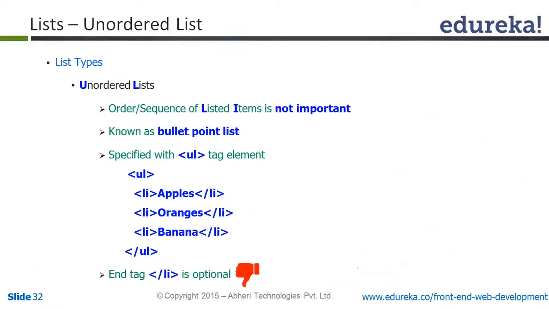Let's say you are following a sequence of steps, then you have to give sequence numbers, because only in that order do you have to follow. Then you use an ordered list, which comes in the next slide. Note that the end tag LI is optional, meaning even if you don't give it, browsers will still be able to render it. But not having an end tag for list items is not good practice. It's a thumbs down. Though it is optional, you should always put it as a good practice.